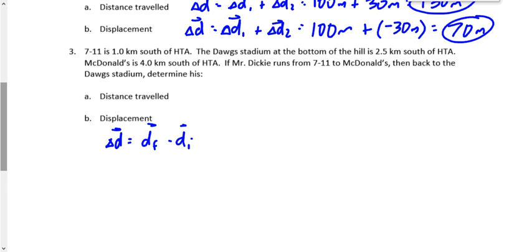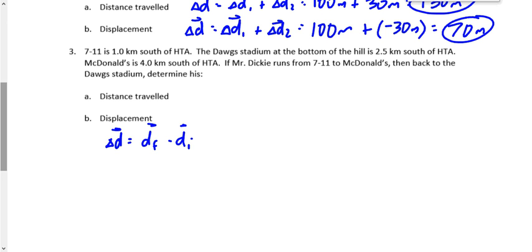Wait a second, I have 3 positions here, right? I'm at 7-Eleven, and then at McDonald's, and then at the dog stadium. Do I have to include 3 different positions in my little equation, like D3 minus D2 minus D1 or something like that? No. It doesn't matter how I get from the initial to the final place. Remember the track? It doesn't matter how you get from the start line back to the start line. Your displacement in that case is 0. So here it doesn't matter how we get from 7-Eleven to the dog stadium, my displacement will be the same. It's simply final minus initial position.